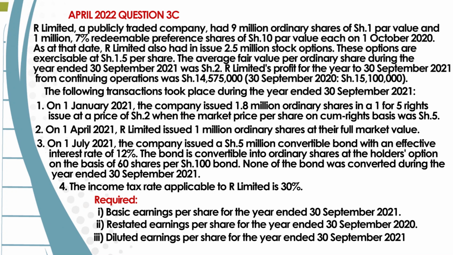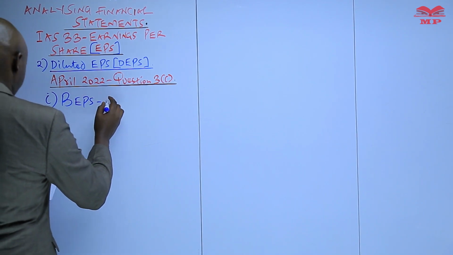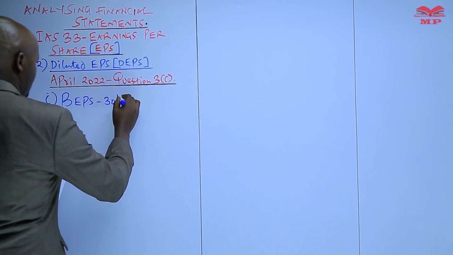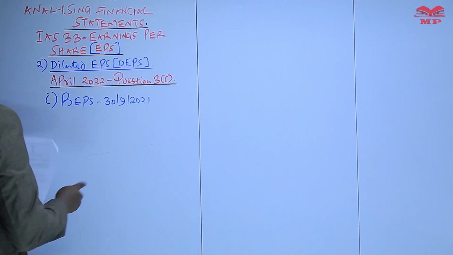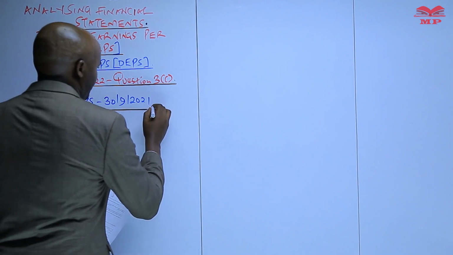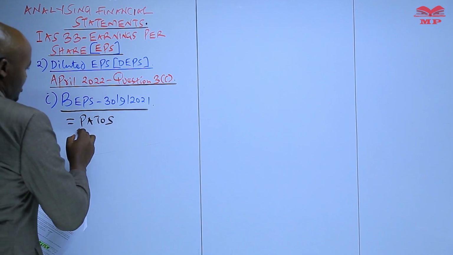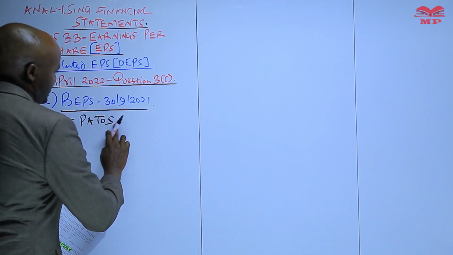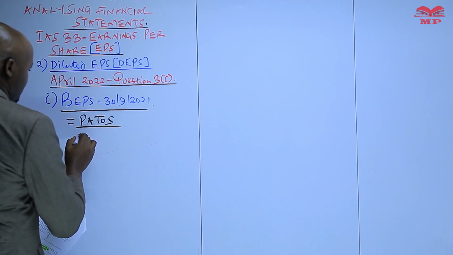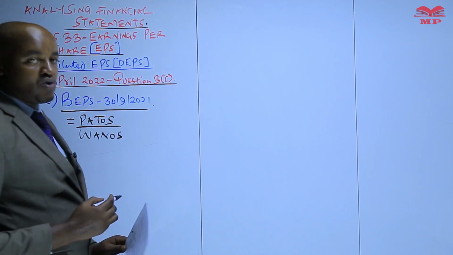So we start with Roman 1, whereby we are required to compute the basic earnings per share (BEPS) for the year which ended 30th September 2021. The first thing we need to recall here is the formula for computing basic earnings per share. Basic earnings per share is computed by taking the profit attributable to ordinary shareholders, abbreviated as PATOS, and dividing that by WANOS, the weighted average number of ordinary shares. Therefore, we need to compute these two items.